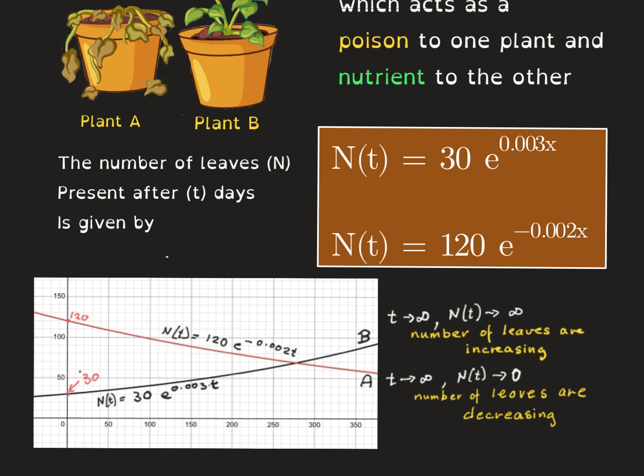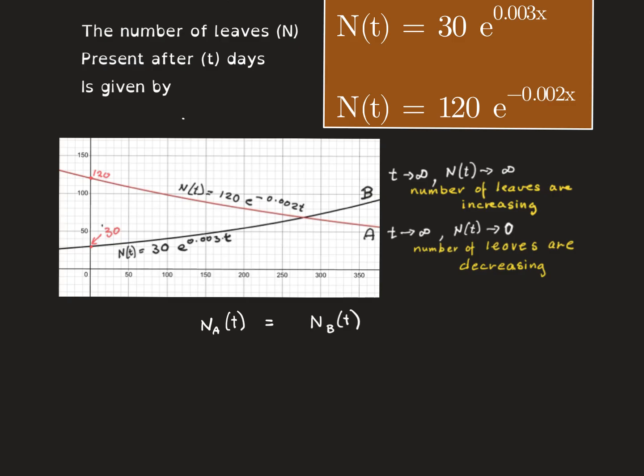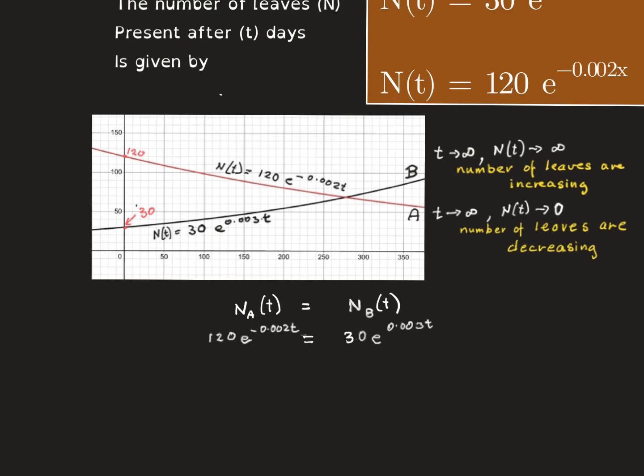Even though we can determine from this graph the time at which the number of leaves on both plants is exactly the same, we might be asked to find the exact time. To do that, we need to work it out algebraically. We will equate the equations of both plant A and B, and we want to solve for t, so we'll move our numbers around.